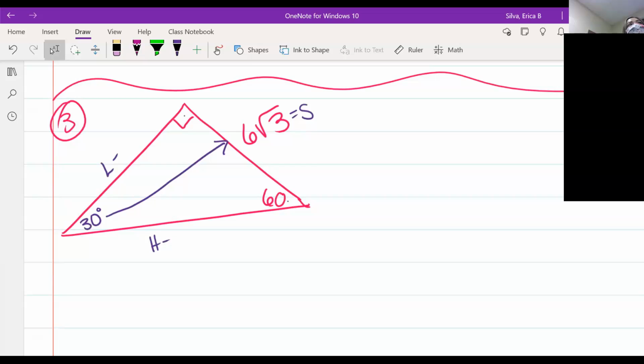Any questions so far? All right, what do we want to find first, the hypotenuse or the long side? I like the hypotenuse because the hypotenuse, what do we just have to do to the short side? Multiply it by what? We just multiply it by 2. So we're going to get 6 times the square root of 3 times 2, and that gives us 12 square root of 3. And that gives me my hypotenuse.